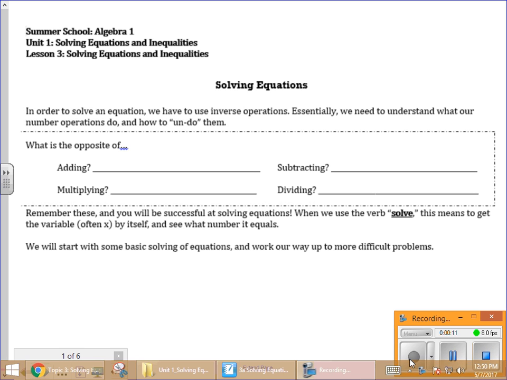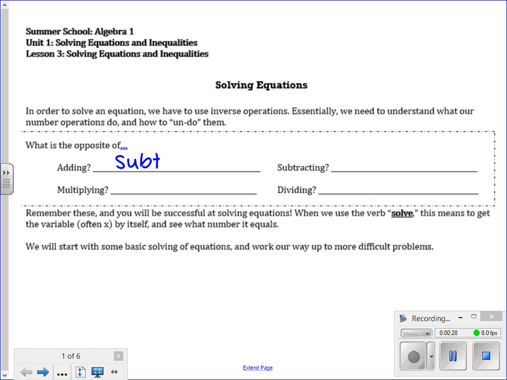All right, in order to solve an equation, we have to use inverse operations. Essentially, we need to understand what our number operations do and how to undo them. So we need to think about what's the opposite of adding? Well, the opposite of adding is subtracting. And while that's true, it's also true that the opposite of subtracting is adding things together. So adding and subtracting are inverse operations of each other.